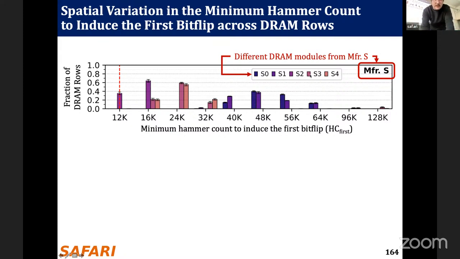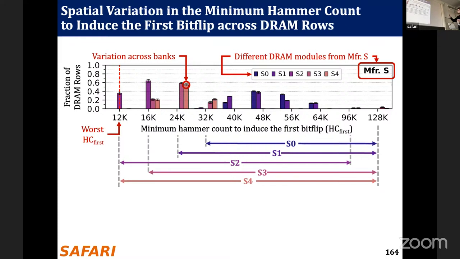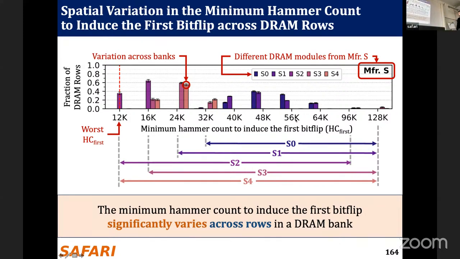And if you follow only this color that corresponds to S2, for example, that has this box at 12K and this box at 16K, this is just showing you that 40% of the rows have a RowHammer threshold of 12K, and slightly more than 60% of rows have a RowHammer threshold of 16K. If you look at this distribution, the error bars there, I didn't tell you, show the variation across banks. You can see that the variation across rows in HC first for module S4 is this wide. Module S4 has rows that have HC first values of 12K and 128K. Not all bars are visible here, so it's a bit hard to make out, but that tells you that the minimum hammer count to cause the first bit flip significantly varies across rows.